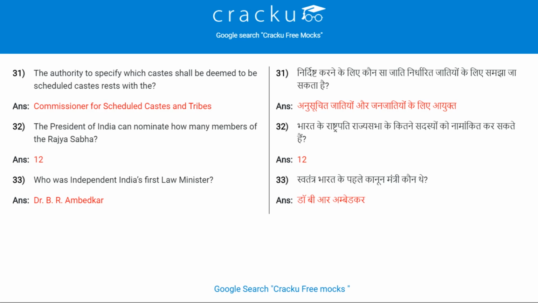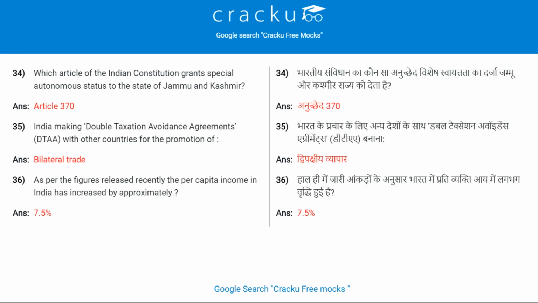The authority to specify which caste shall be deemed to be a scheduled caste rests with the Commissioner for Scheduled Castes and Tribes. The President of India can nominate how many members of the Rajya Sabha? 12. Who was independent India's first law minister? Dr. B.R. Ambedkar. Which article of the Indian Constitution grants special autonomous status to the state of Jammu and Kashmir? Article 370.